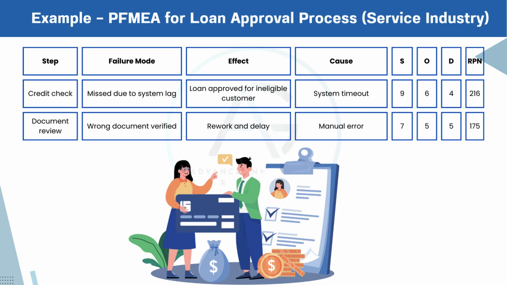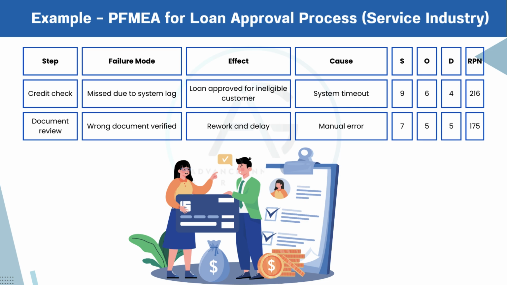Step 1. Credit check. Failure mode. Credit check is missed due to system lag. Effect. The loan gets approved for an ineligible customer, which is a critical risk for any financial institution. Cause. The root cause is a system timeout.